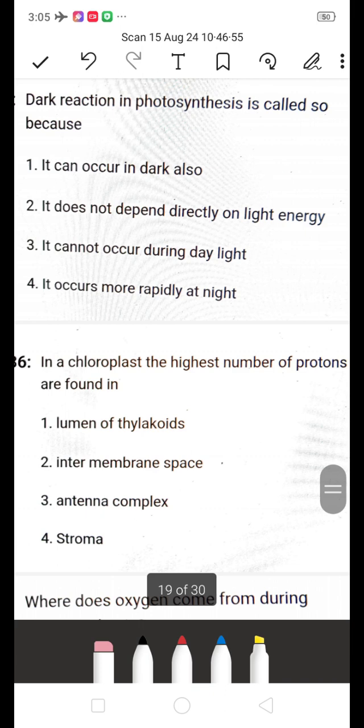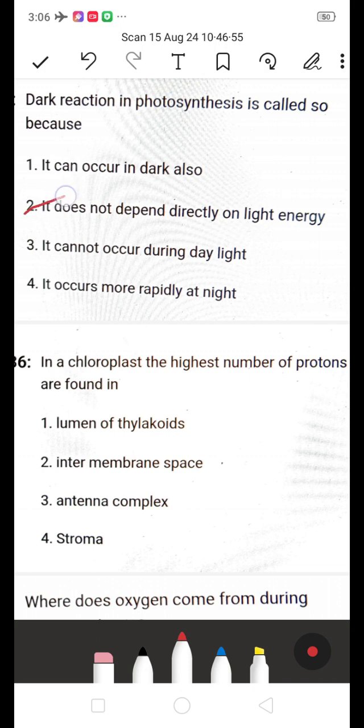Next, dark reaction in photosynthesis is called so because it can occur in dark also. It does not depend directly on light energy. It cannot occur during daylight. It occurs more rapidly at night. Which is the right answer? It does not depend on light energy. Actually, it does not require light energy, dark reaction.